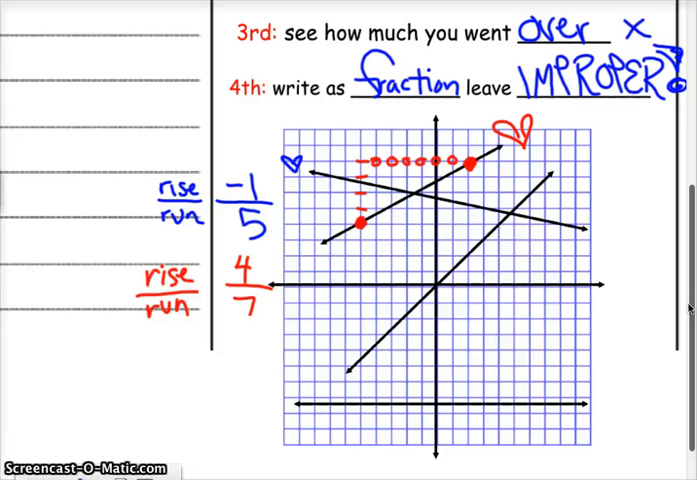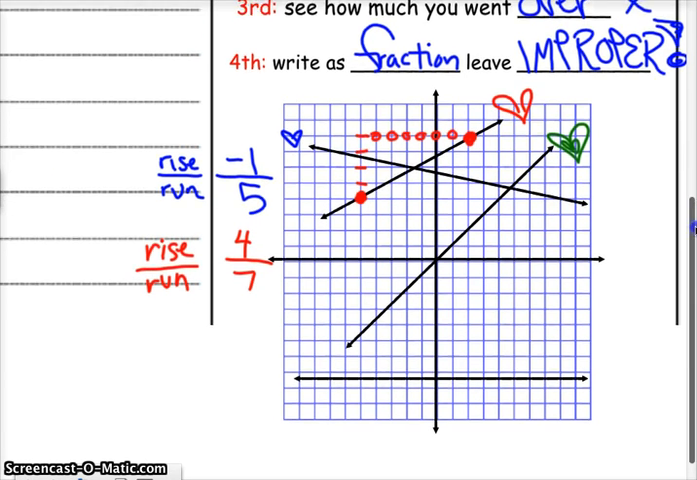Notice that this is not as steep of a slope as this bottom one that we haven't done. It's not as steep. So we got to go up more and over more to get to the next point. Let's do this last one.